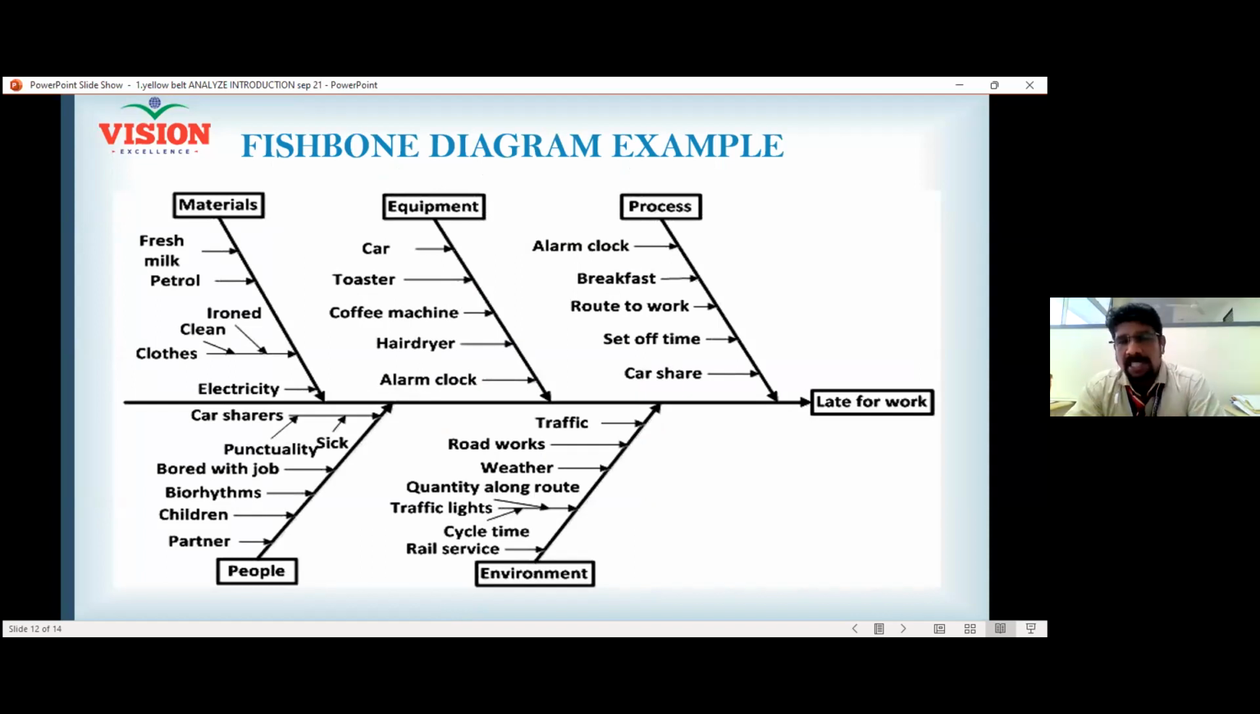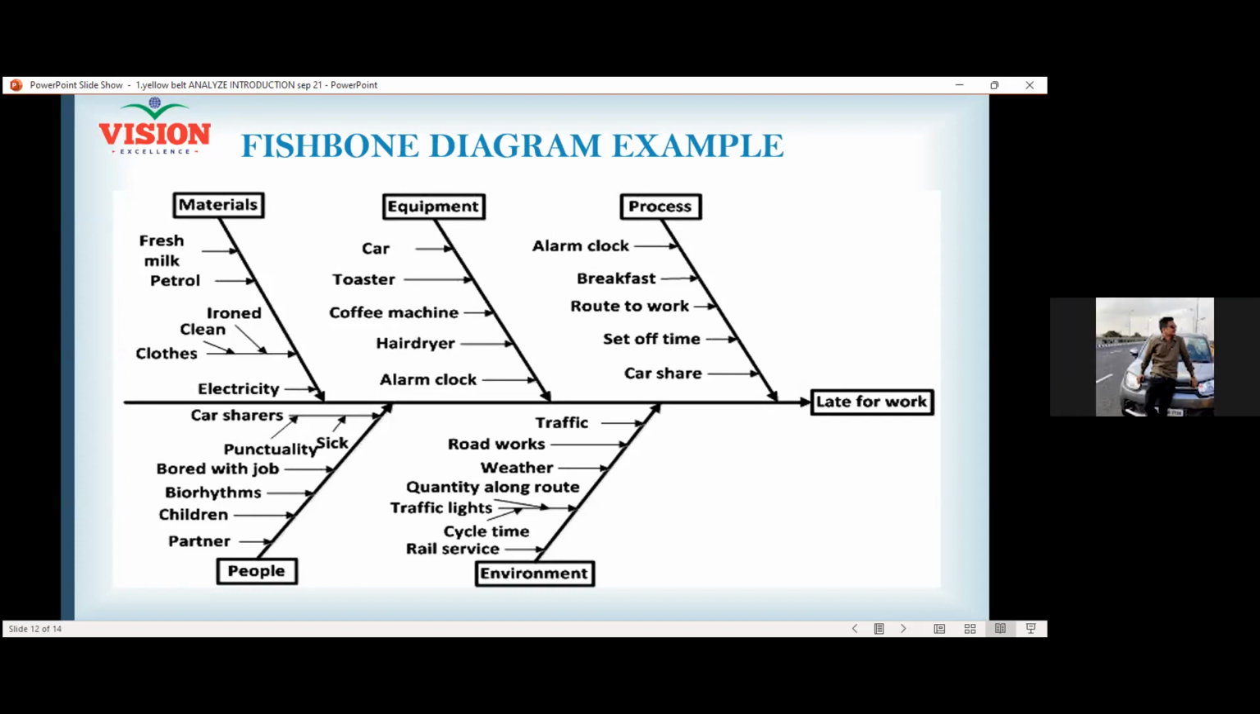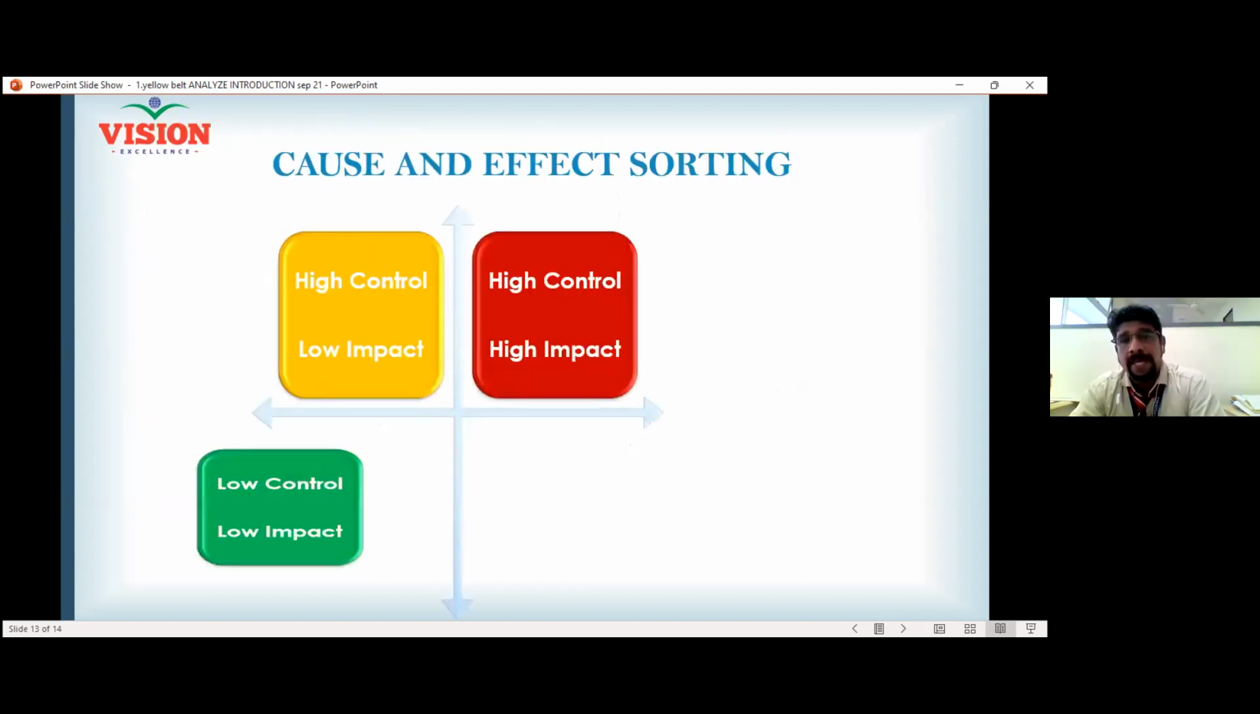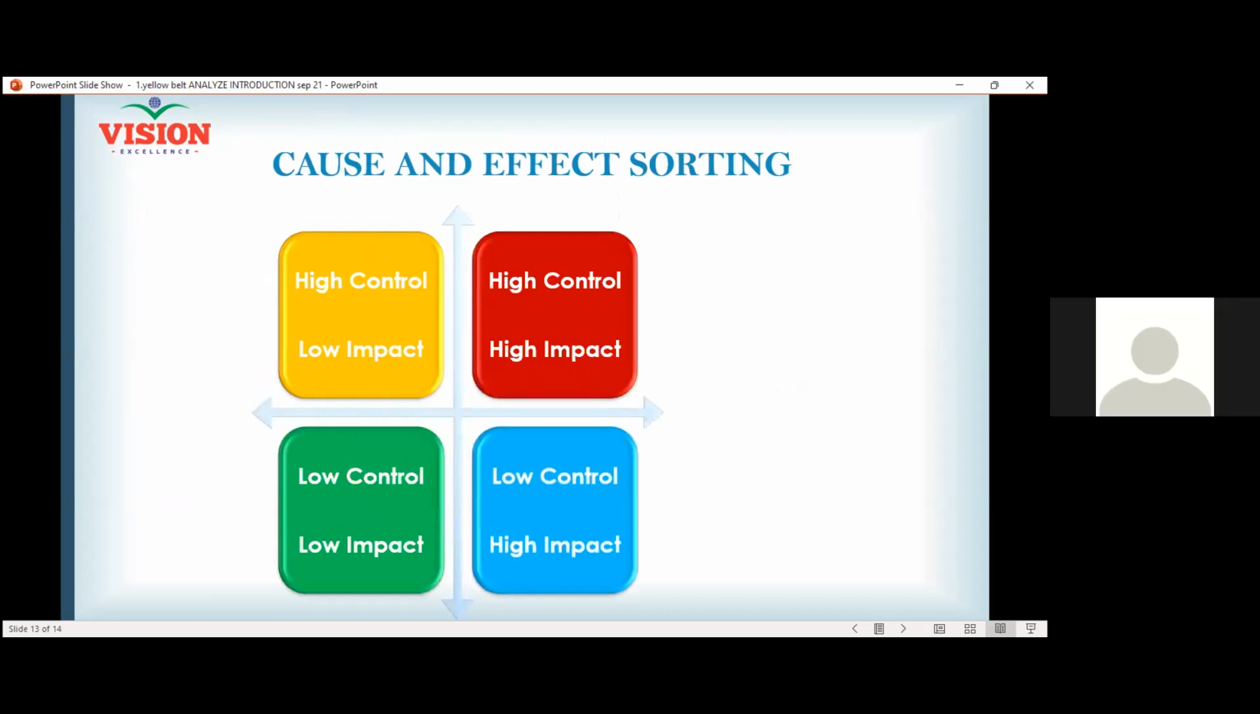So in the possible cause factors, you have two levels of control factor. One is high control, another one is low control. You can control a coffee machine, but you cannot control a traffic light. Yes, you can control how you have breakfast, whether you decide to have it or not, but you cannot control the railway road blocking. So likewise, the possible cause factors can be divided into high control and low control. And the outcome of the possible cause factors may be high impact or low impact.